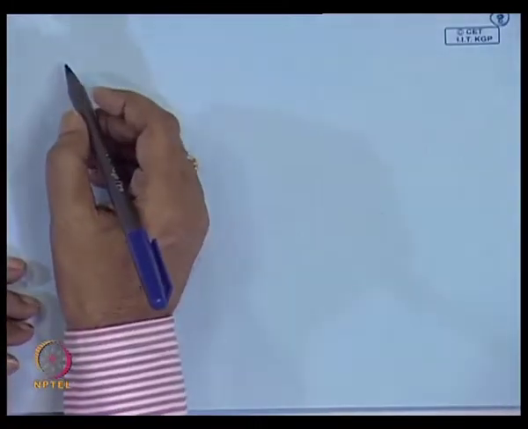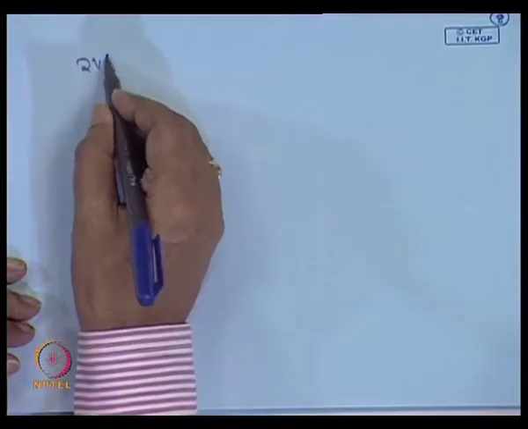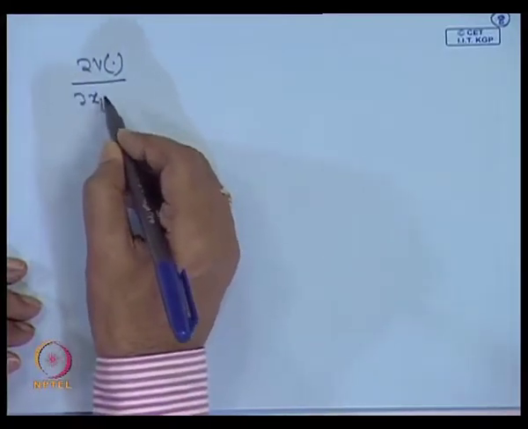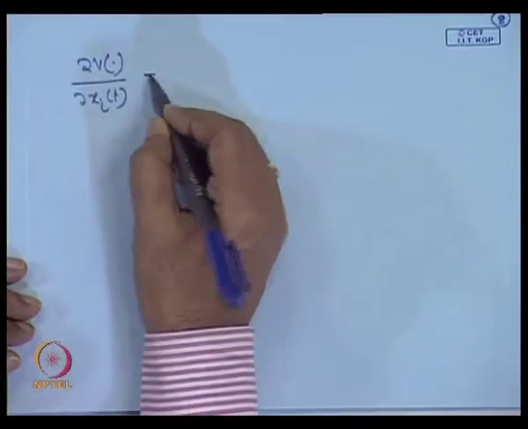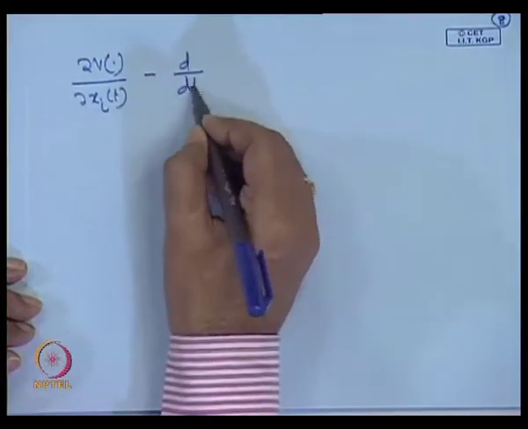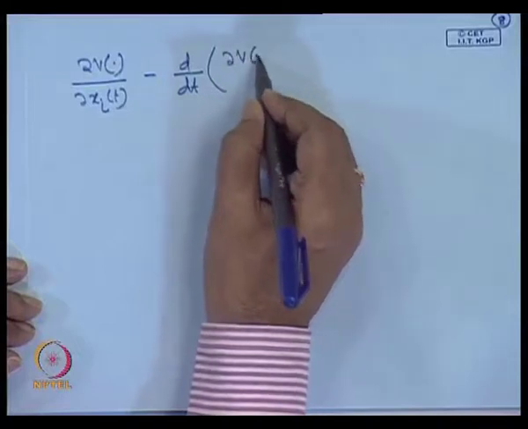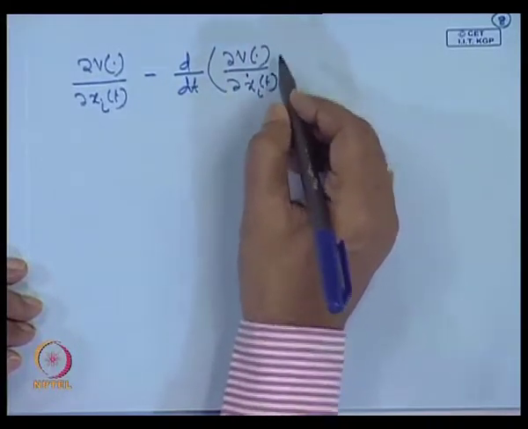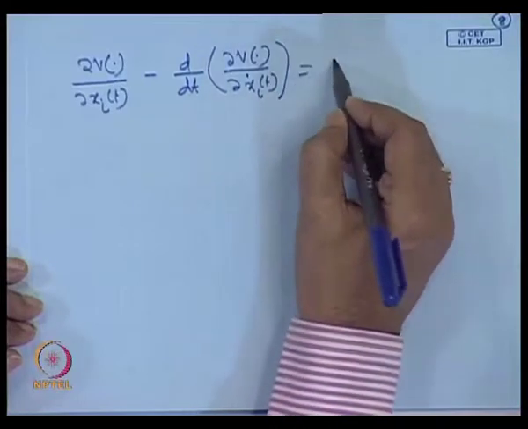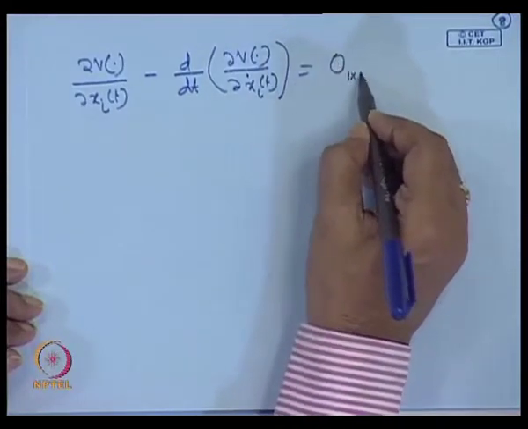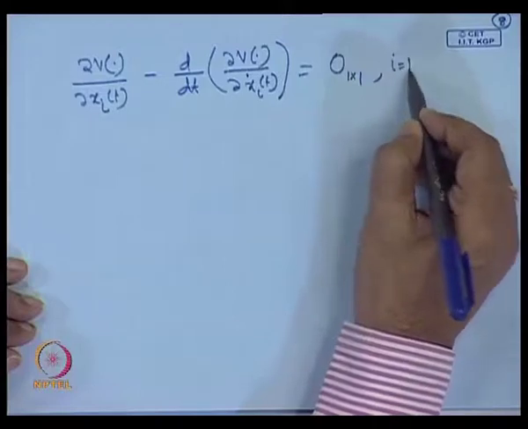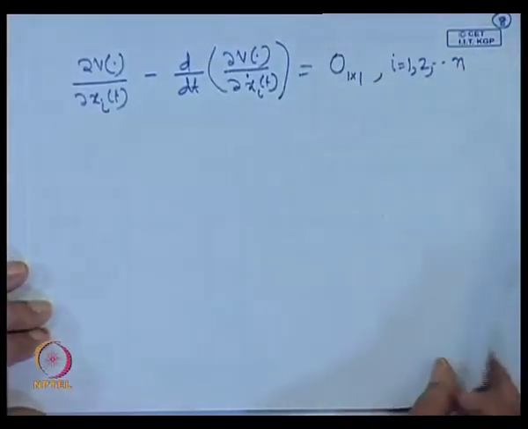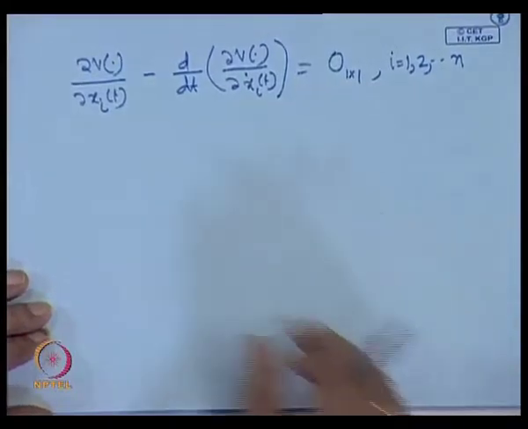Ultimately, I can write it as del v/del xi of t minus d/dt of del v/del xi dot of t, and this whole thing is equal to 0, with dimension 1 cross 1, and i varies from 1 to n, because we have n variables.